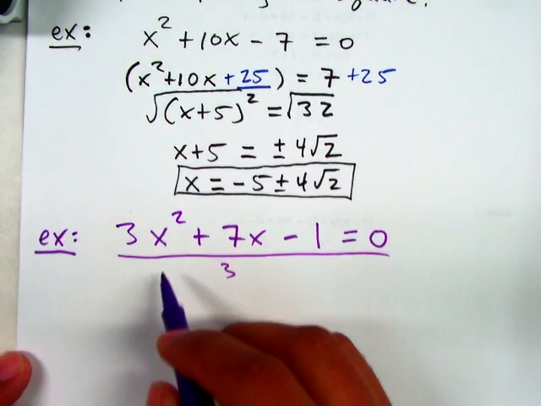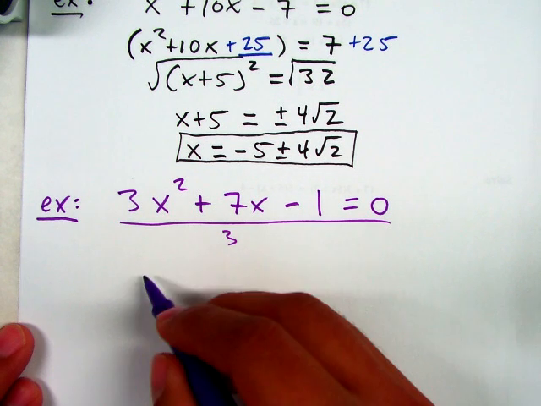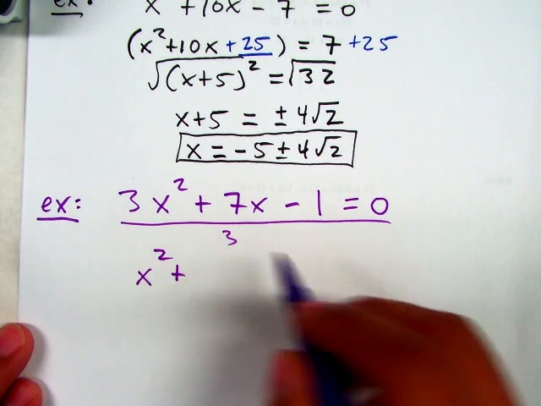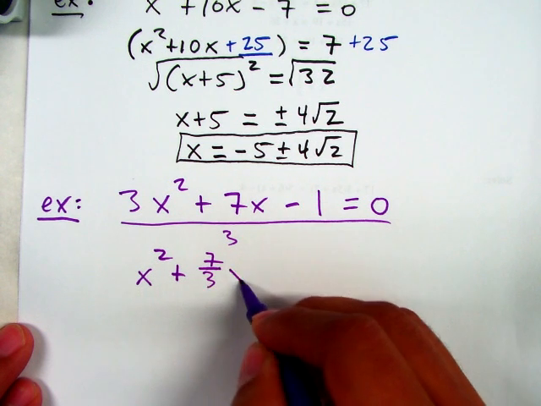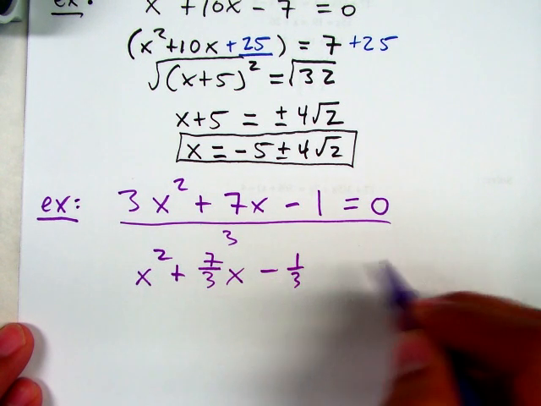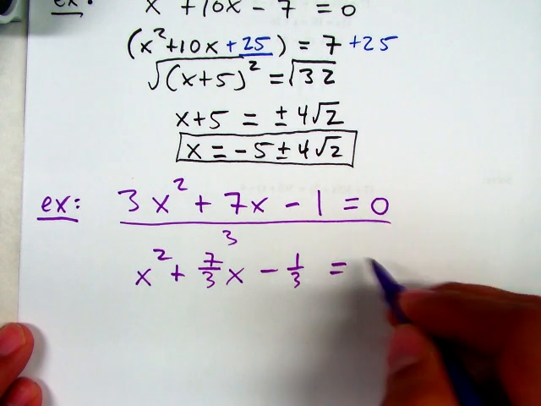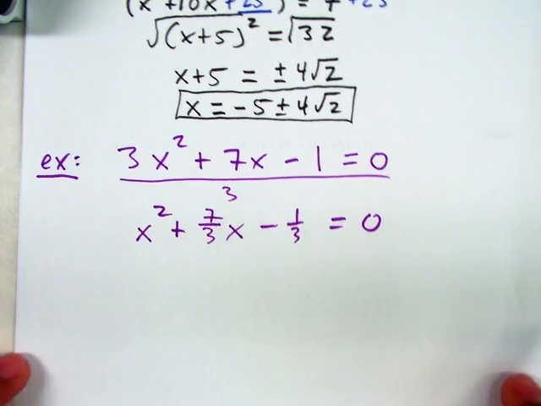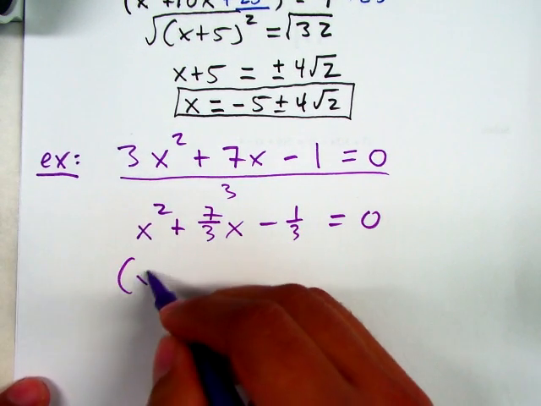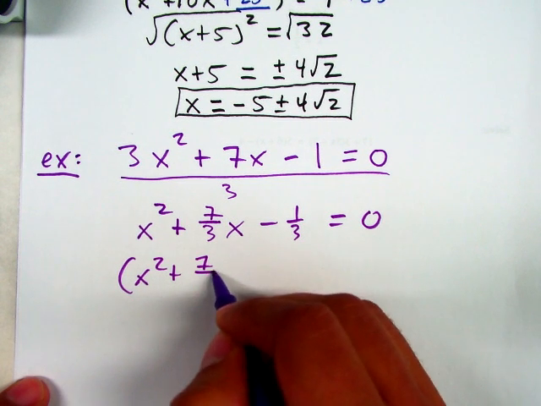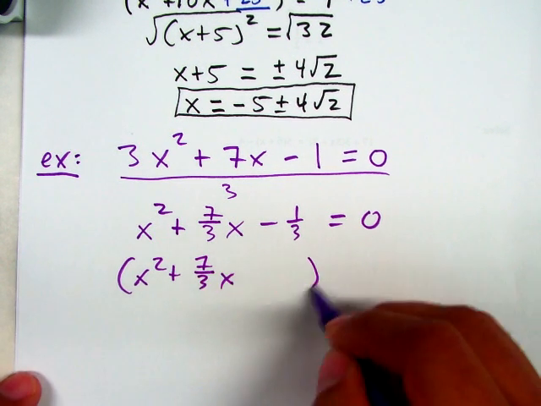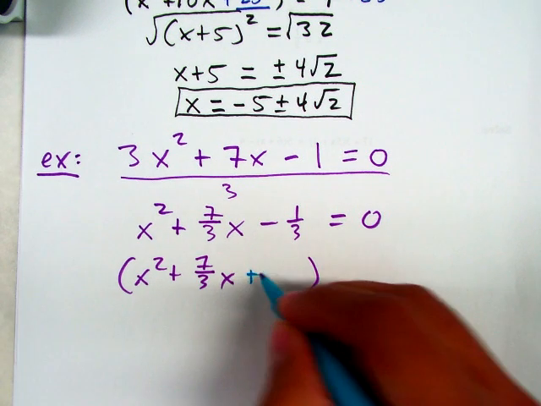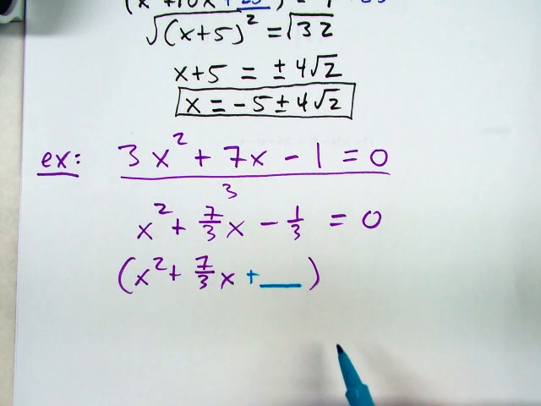So if I take everything divided by 3, I get x squared plus 7/3 x minus 1/3 equals, and then 0 over 3, that's 0. So we have fractions now, but we can still do now what we did earlier. So let's put the x's together. And I'm going to do the same thing I did. I'm going to try to fill in this number here. And what was that process again?